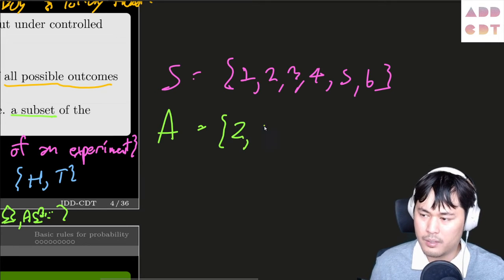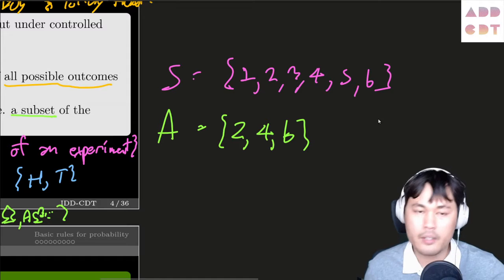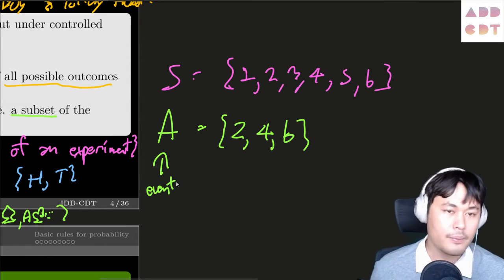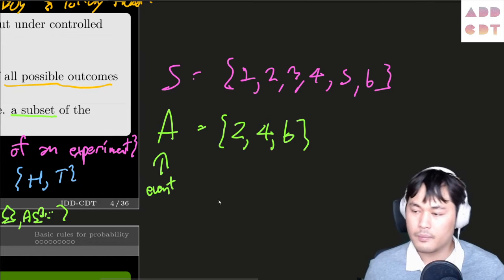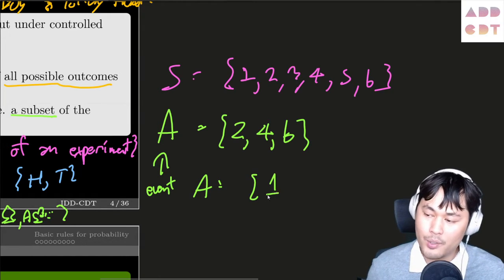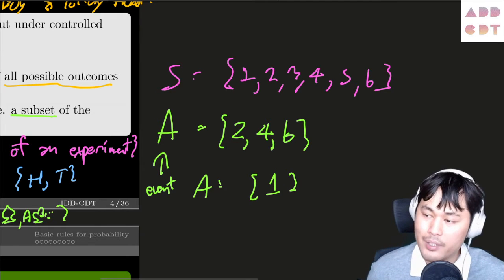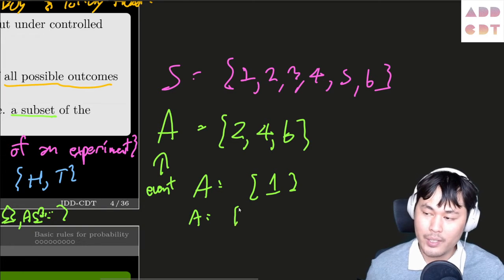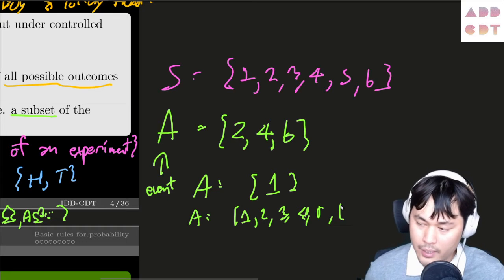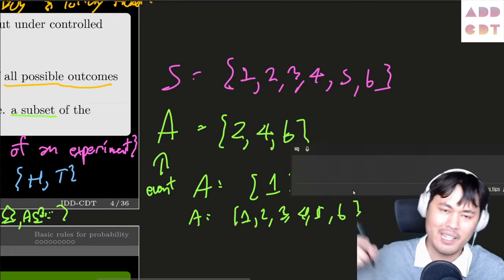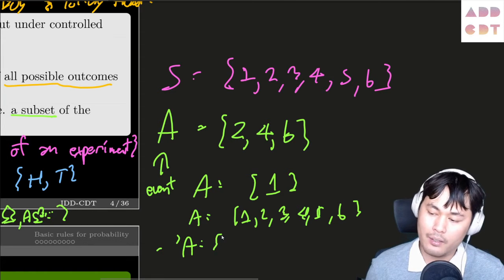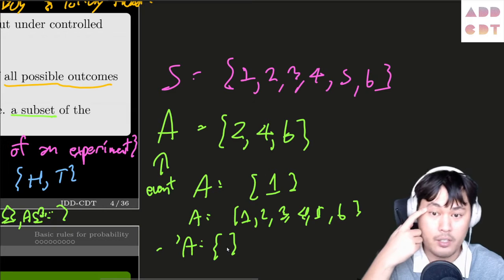Let's say we just take the even numbers. And this now is an event. It's a subset. Or it could include just a single element, just a single outcome from that sample space. This is also an event. It could include everything, because a set is a subset of itself by the definition of a set. Or it could include nothing. This is also considered an event.